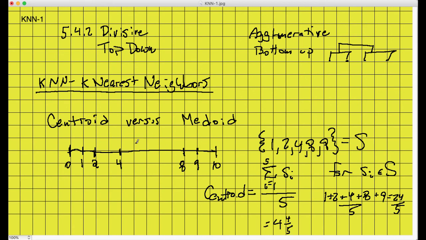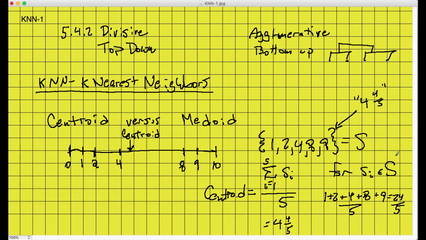So if I were to come over here, right about here someplace, that would be the centroid. Some people would say, if I wanted to give this cluster a name, I'd give it the name 4 4/5, whatever that means. We'll talk about that later.